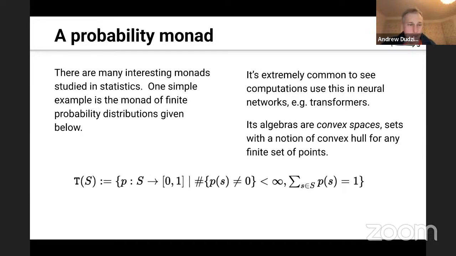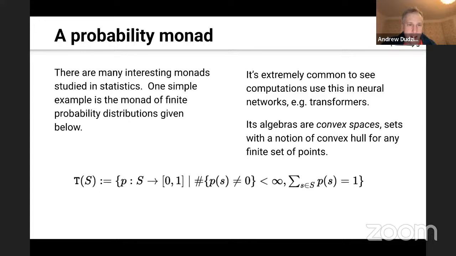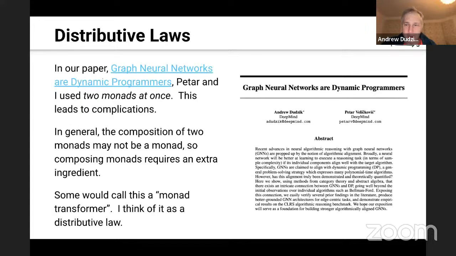Okay, so now I'm going to talk a bit about what Petra and I did in our paper, which, not that the paper is that interesting, but I think it's good to know about distributive laws. So the basic problem is, what if I have two monads and I really care a lot about both of them and need to do something interesting with both of them?